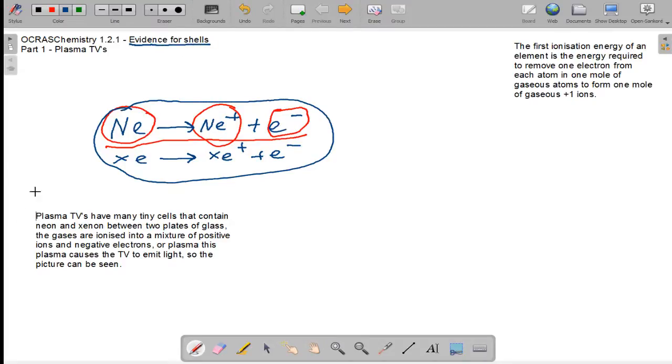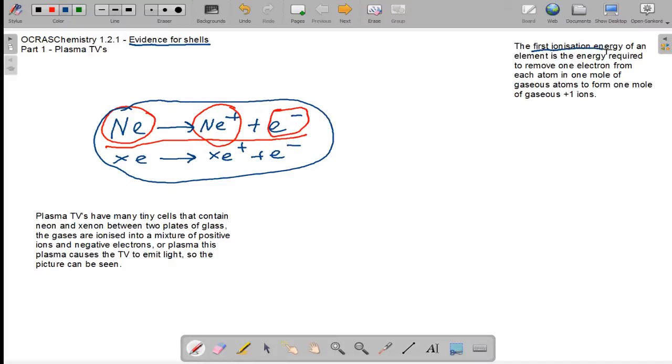So first off we're going to talk about plasma TVs. So why are we talking about plasma TVs? Because plasma TVs have really tiny glass cells and they contain neon and xenon, and once you excite them they turn into ions, and this mixture of positive ions and negative electrons, or plasma, can emit light, so you can see your TV.